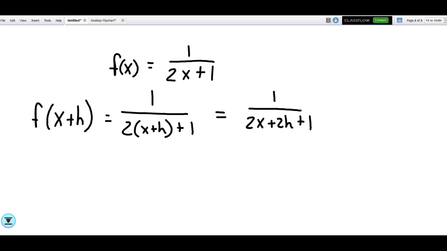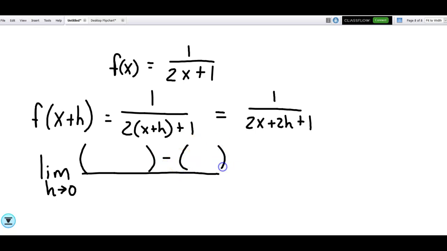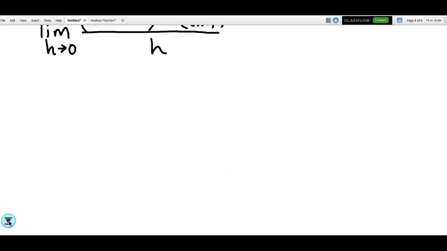Step 2 is we want to set up our limit definition now. So the limit as h, not delta x, but we're going to use h today, the limit as h approaches 0 of f of x plus h minus f of x over h. All right, so f of x plus h is going to be what we just found, and f of x is this. Okay?